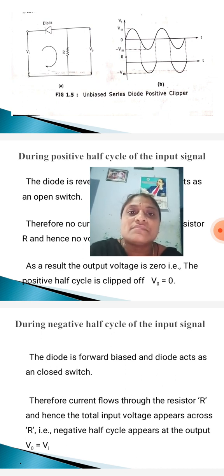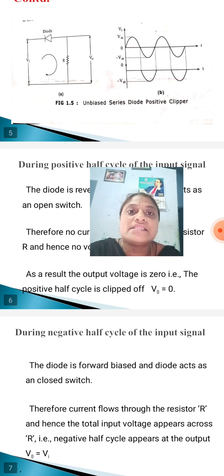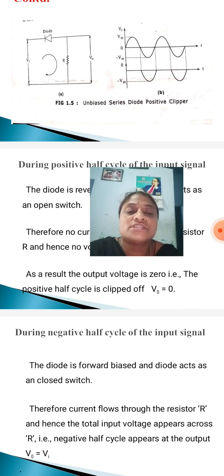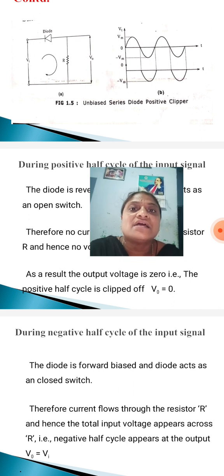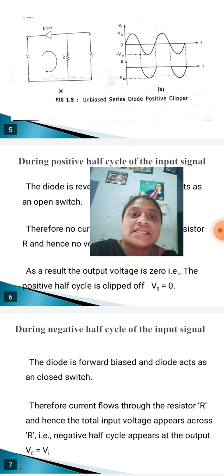Observe this: the positive half cycle is clipped off. In the output waveform, there is no formation of the positive half cycle because no current flows through the circuit. That's why there is no voltage drop across the resistor, so the output voltage is 0. Therefore the positive half cycle is clipped off.